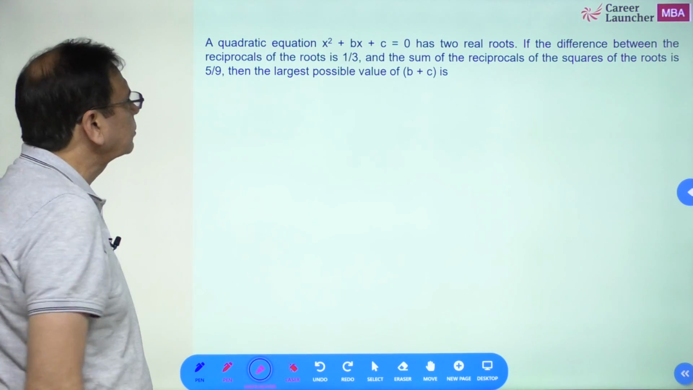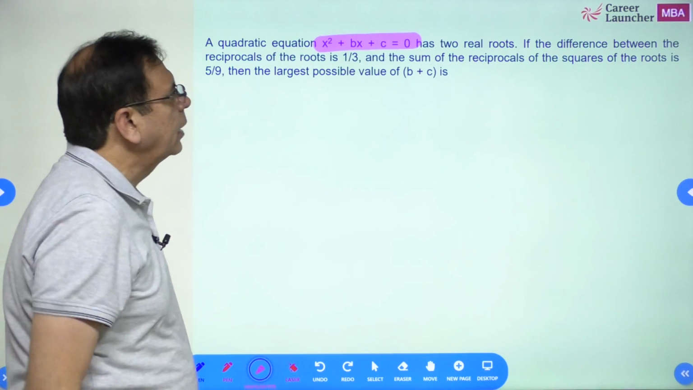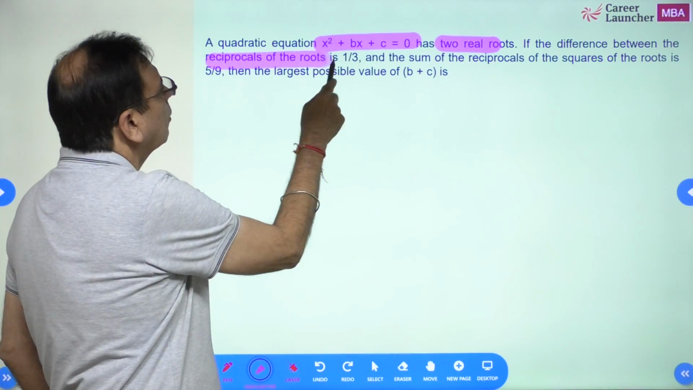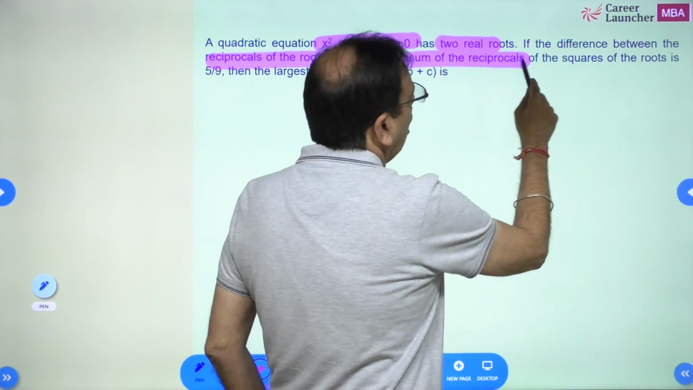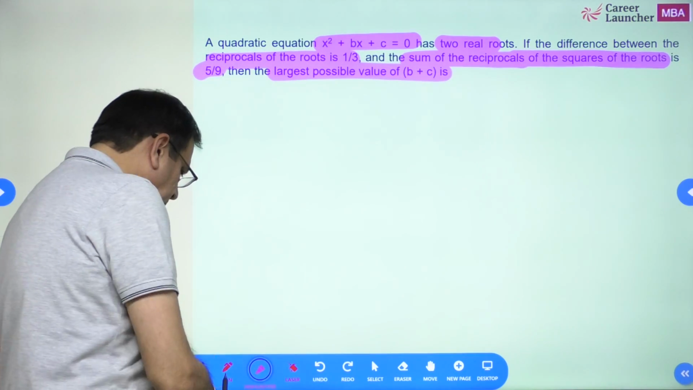Next question. A quadratic equation x square plus bx plus c equal to 0 has two real roots. Great. If the difference between the reciprocals of the roots is 1 by 3 and the sum of the reciprocals of the squares of the roots is 5 by 9, what is the largest possible value of b plus c?